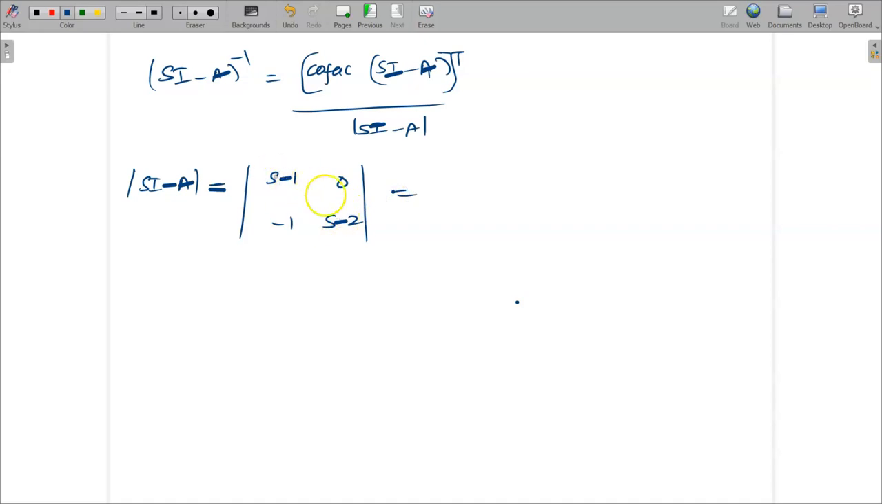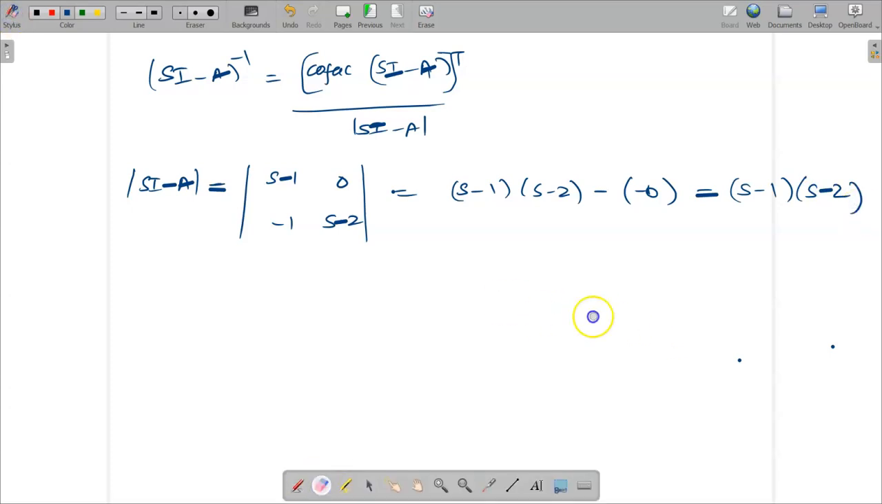Multiply this particular diagonal element with this particular diagonal element, so (s - 1) into (s - 2). Introduce one negative sign: 0 into -1 is -0, so anyway this element is going to be eliminated. I just have (s - 1) into (s - 2). So that is my determinant.